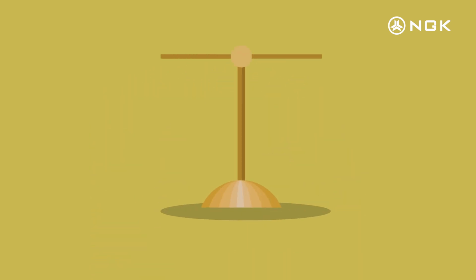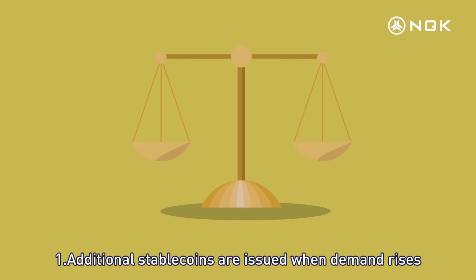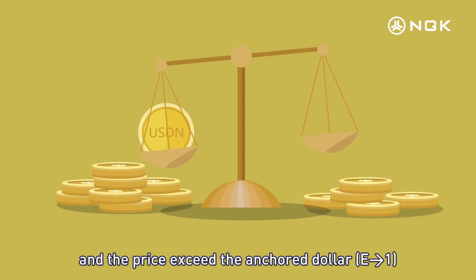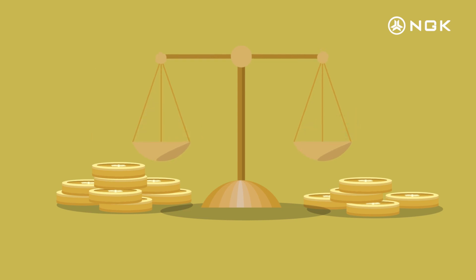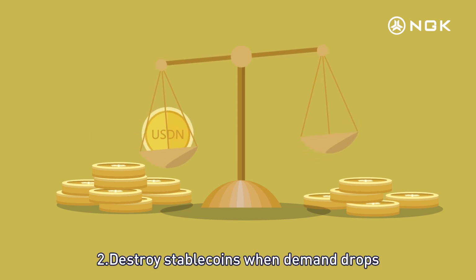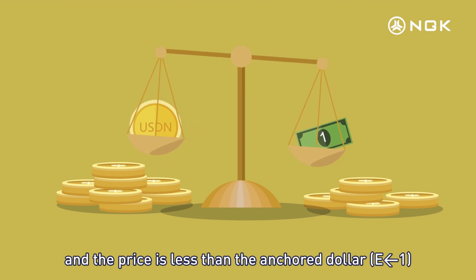Algorithm formula. 1. Additional stablecoins are issued when demand rises and the price exceeds the anchored dollar: E is greater than 1. 2. Destroy stablecoins when demand drops and the price is less than the anchored dollar: E is less than 1.